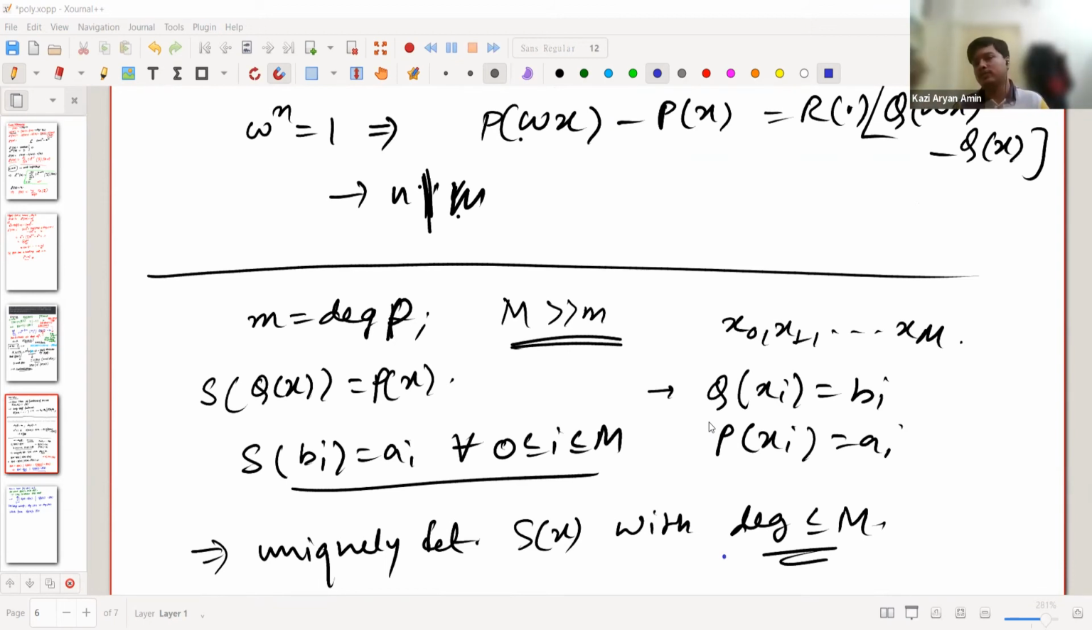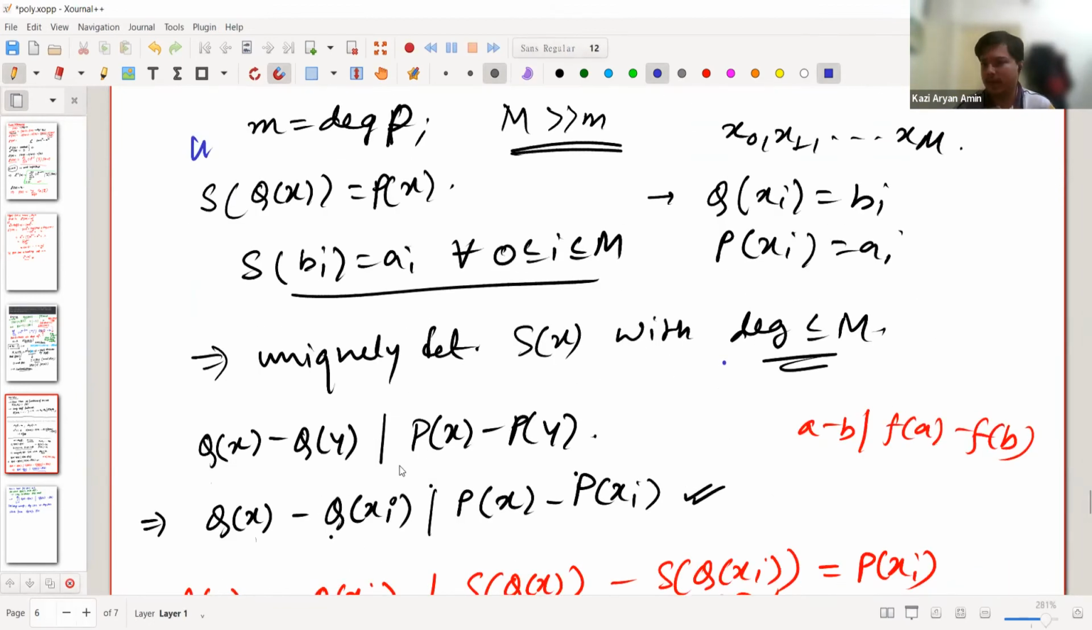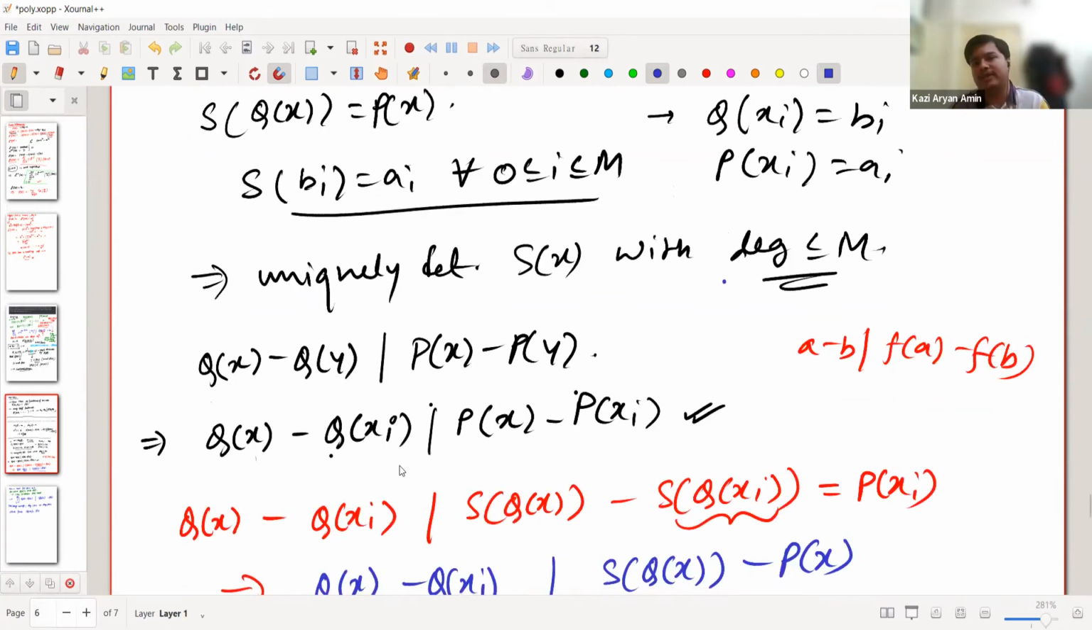How we do it is we interpolate at a lot of values, because we don't know its degree for sure for now. So we choose a lot of xi such that S of Q of xi equals P of xi. That would give us a value of S of x, and that is a unique polynomial. From there on, we will use the divisibility relations. We know that Q of x minus Q of y divides P of x minus P of y. This is true from the problem statement.